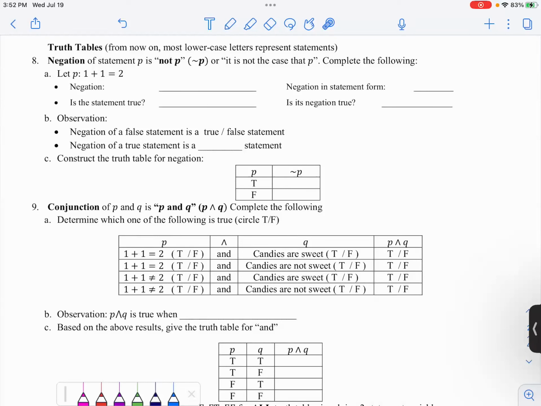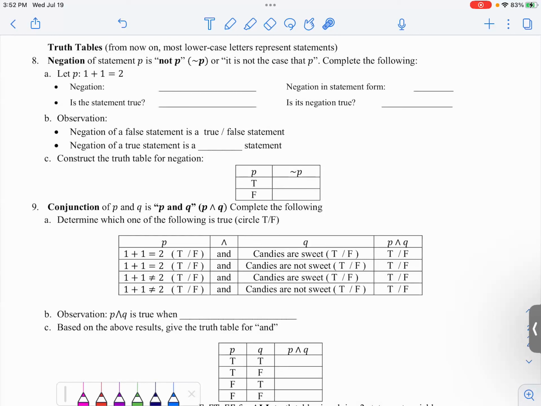Let's continue in section 2.1. Now we are going to introduce truth tables. And let's make a mutual agreement from now on. Most lowercase letters, when there's no misunderstanding, are going to represent statements. So when we have a P, that means it's a statement. What kind of statement? It really depends on the context.